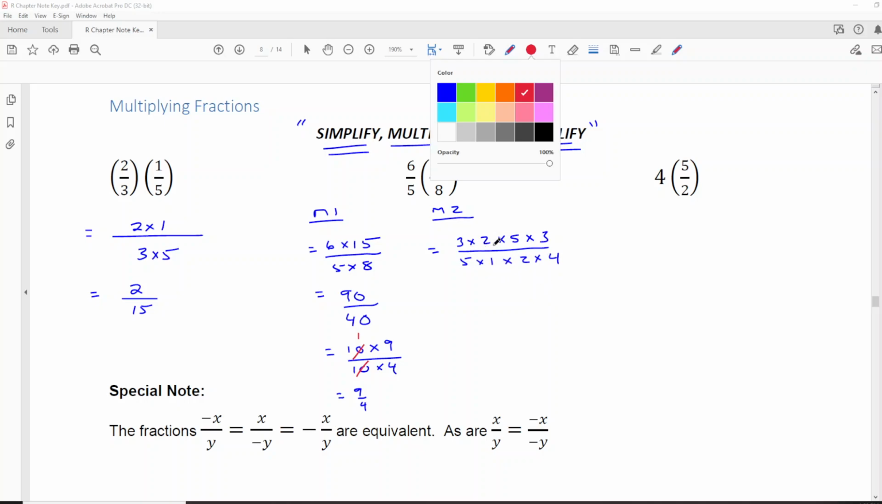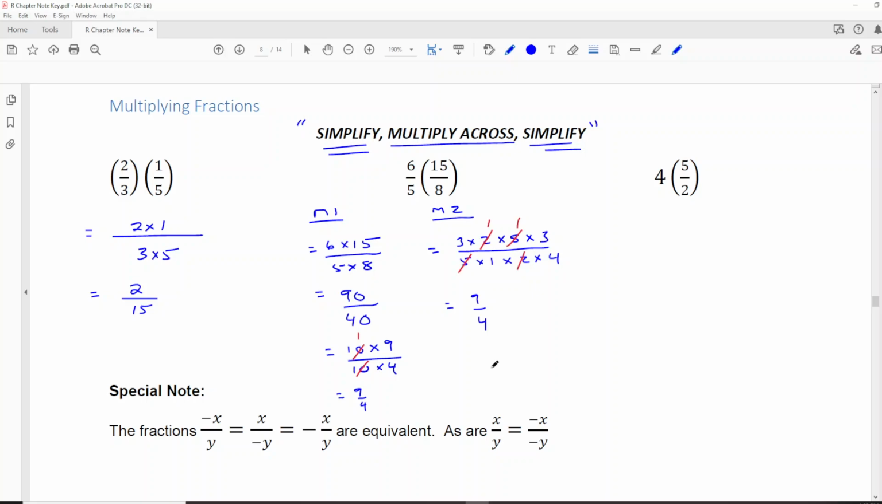So this is 3 times 2 times 5 times 3 divided by bracket 5 times 1 times 2 times 4 unbracket. And it's because you're actually dividing by all of those numbers. So I can literally go 5 divided by 5 is 1, 2 divided by 2 is 1, and I could say, hey, what am I left with? 3 times 3 is 9, and 1 times 4 is 4. So you can remove these common factors.